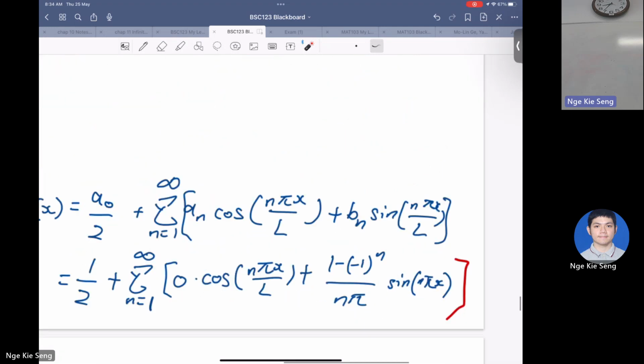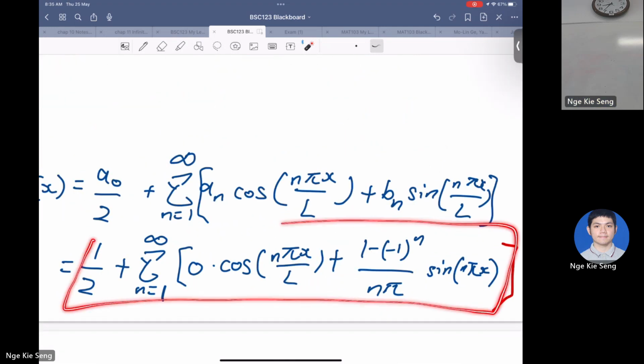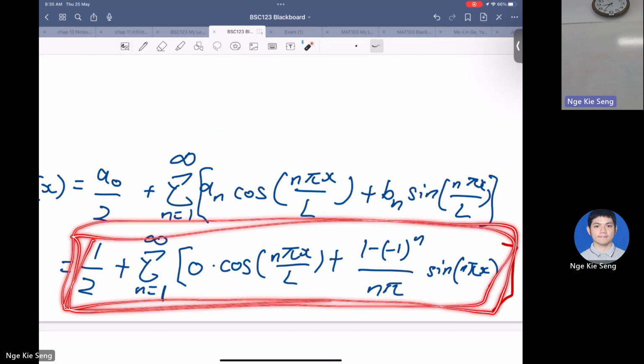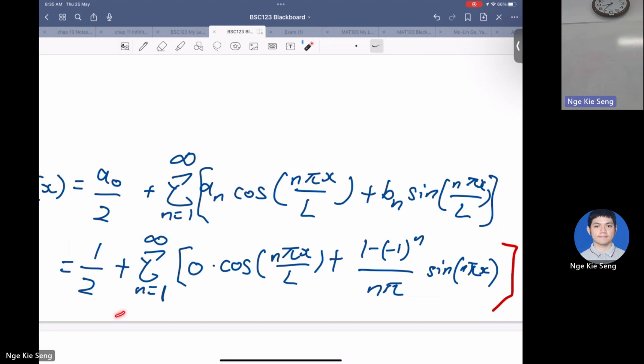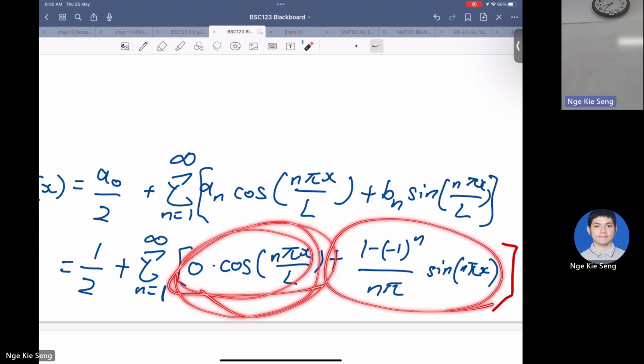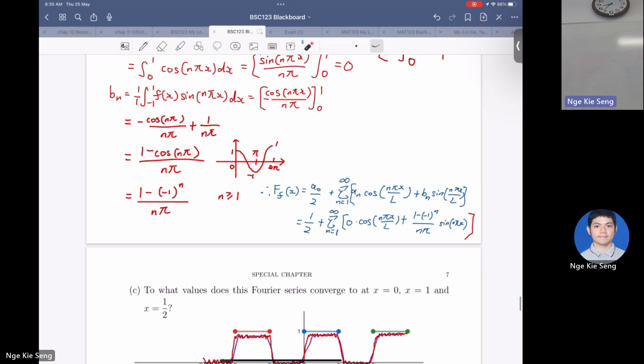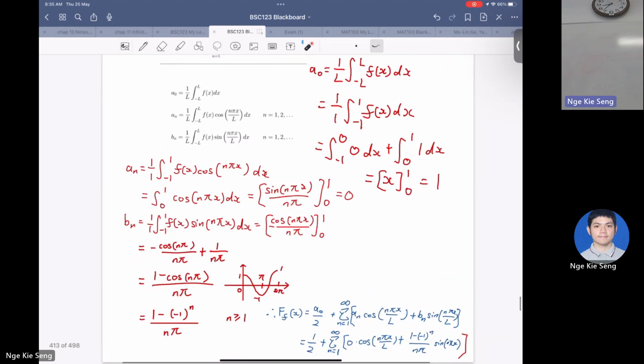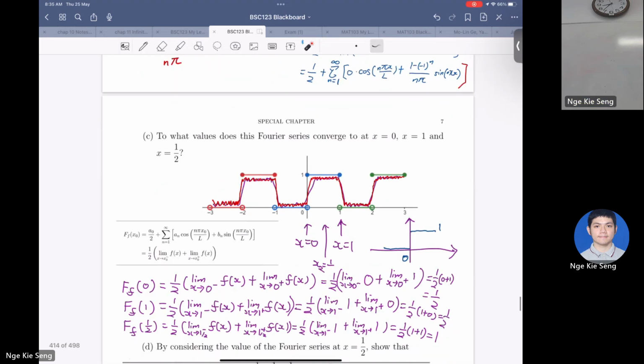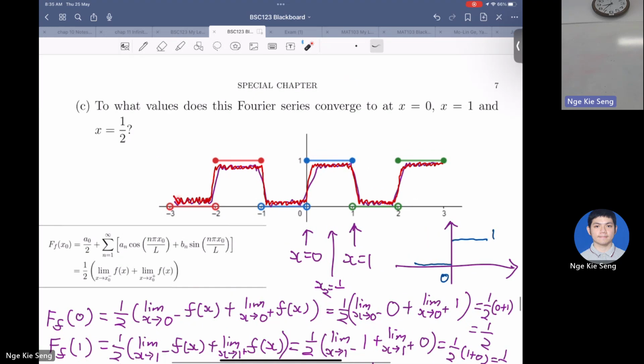Then finally you find something like this. You get a constant term, plus nothing from the cos part, and something from the sine part. You can see that there's an alternating sign here, on and off. It's okay if you don't follow this calculation. I'm just telling you what to do. You can try it out, and I will give you the solution. In the end, you will get something like this.